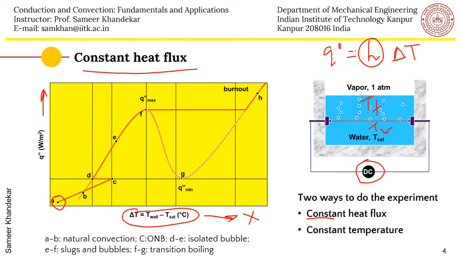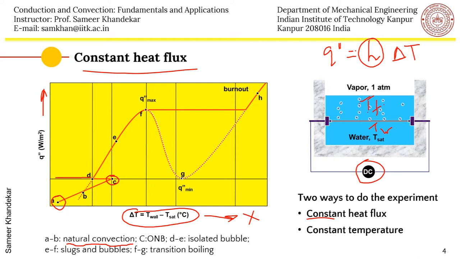So let us start with a low Q. From A to B, we have the natural convection regime, in which no bubbles are formed. Then you continue a little bit higher, and immediately a bubble gets formed, because of which heat transfer increases. The slope of this line AB and the slope of this line DE are quite different. You can see that the heat transfer increases. Therefore, since you are controlling the Q, at a certain Q value the bubble gets formed, and as soon as the bubble gets formed, your wall temperature drops, and therefore the delta T drops. So you go from C to D actually.